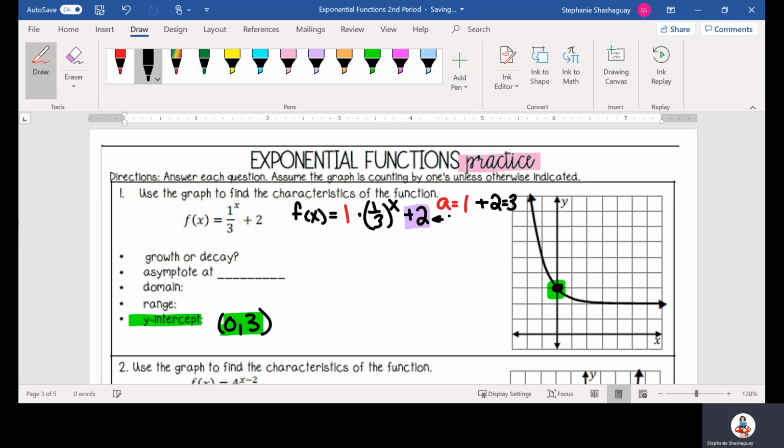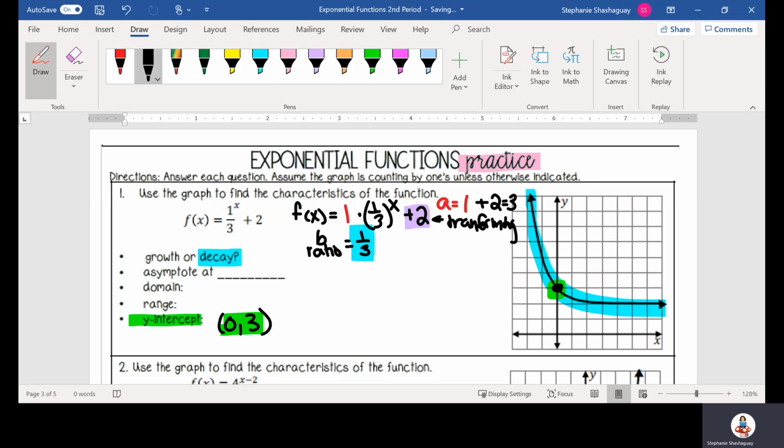So this here is transforming the function. My b here, my ratio, is equal to 1/3. So if my ratio is between 0 and 1, I have exponential decay. And as my x is increasing, my y is decreasing.